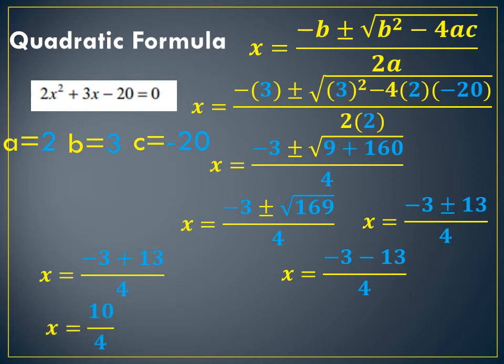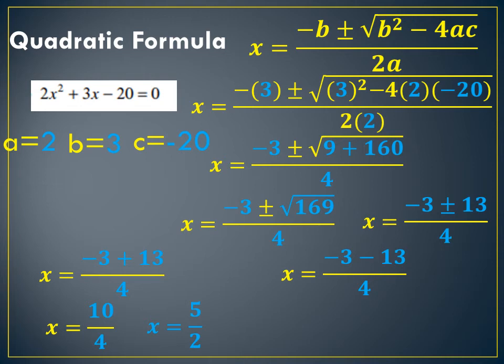So it becomes x equals 10 over 4. You can get the lowest term for this fraction. So x equals 5 over 2. We divide both numerator and denominator by 2. 10 divided by 2 is 5. 4 divided by 2 is 2. So your final lowest term is 5 over 2.